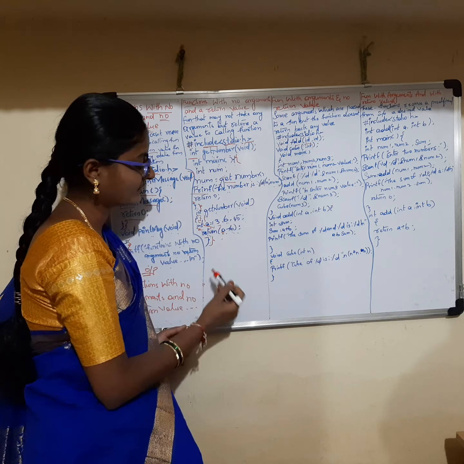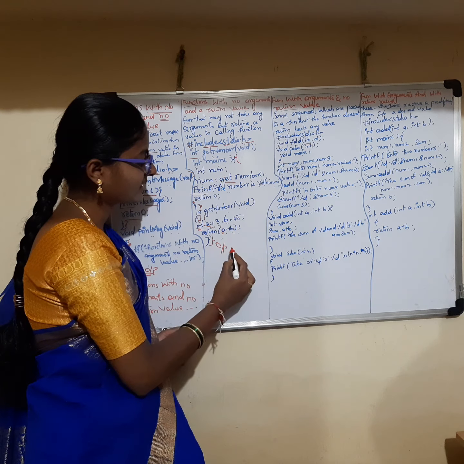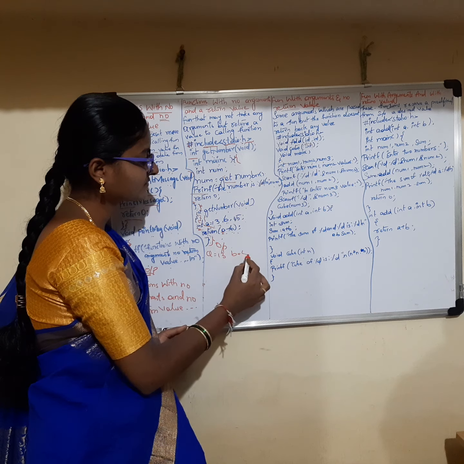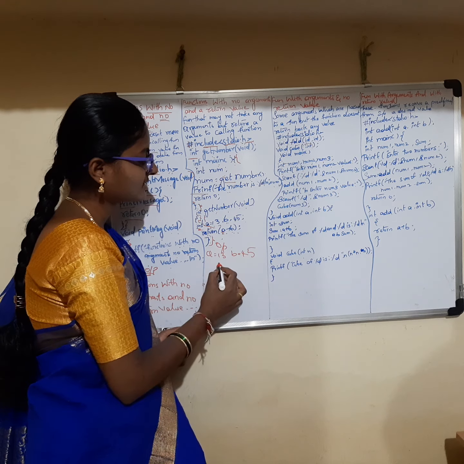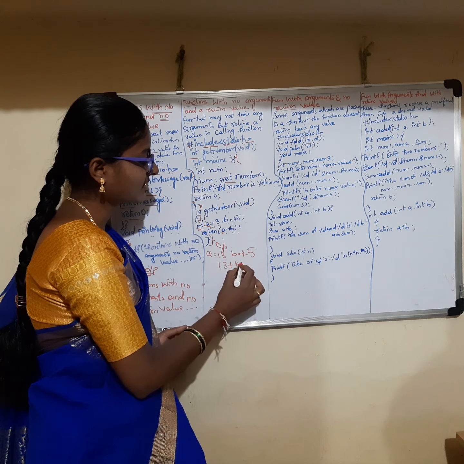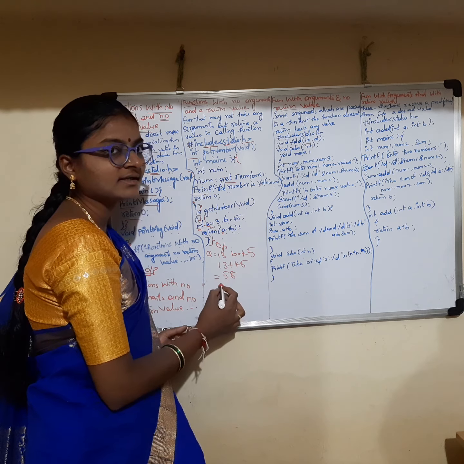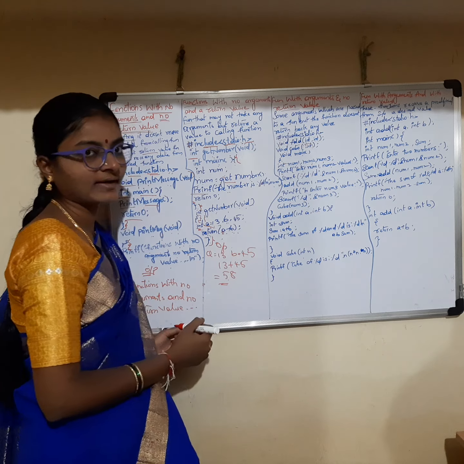Now we will see the output for this program. a is equal to 13 and b is equal to 45. What is 13 plus 45? It is equal to 58. 58 is the output for this program.